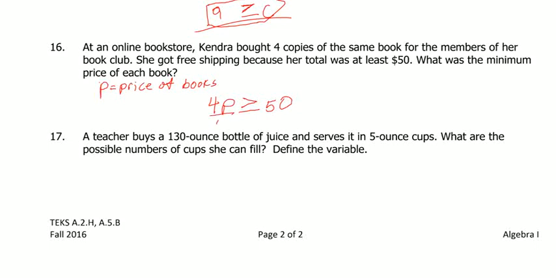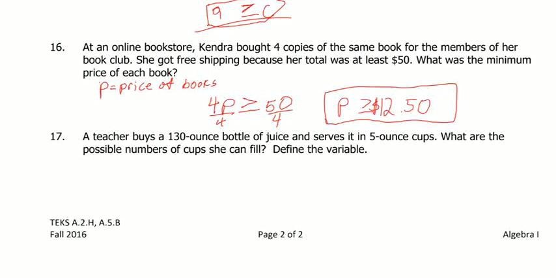We divide each side by 4. Okay, and P is going to be greater than or equal to $12.50. Okay, so P has to be greater than or equal to $12.50. Alright, so a teacher buys a 130-ounce bottle of juice and serves it in 5-ounce cups. What are the possible numbers of cups she can fill?